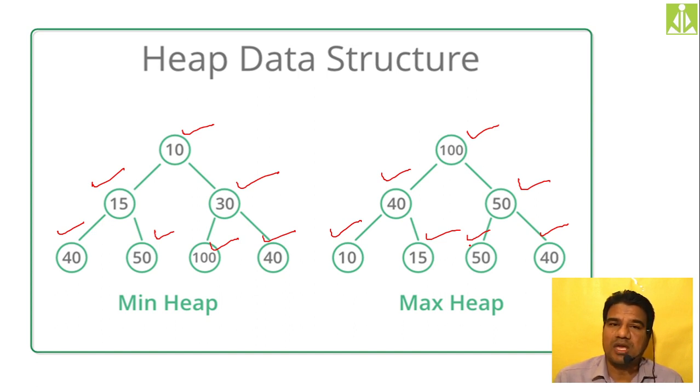In case of minimum heap, root nodes must have the minimum values, and we apply this same definition to all the nodes present inside the heap data structure. In case of maximum heap, root node must have the maximum value, greatest value among all the children, and the same definition we apply to all the nodes present inside the heap data structure.